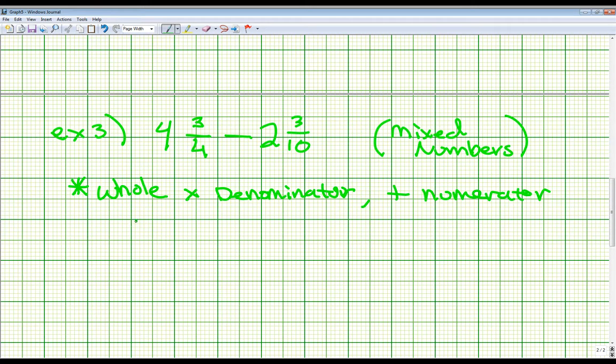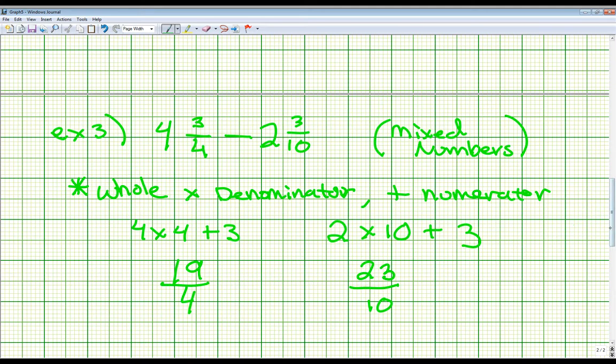So 4 times 4, and then we add the 3. So 4 times 4 is 16, plus 3 more is 19. This becomes 19 on the top, and you keep the denominator the same. So 4 3/4 becomes 19/4. So the same thing to the other one. We have 2 3/10, so we take the whole, times it by the denominator, and add the numerator. So 2 times 10 is 20, plus 3 more is 23. So this becomes 23 over 10.